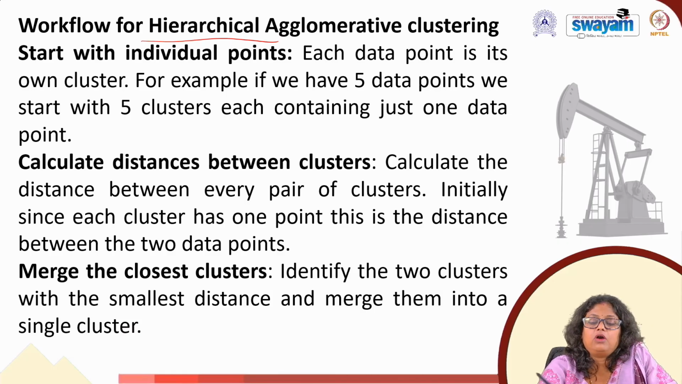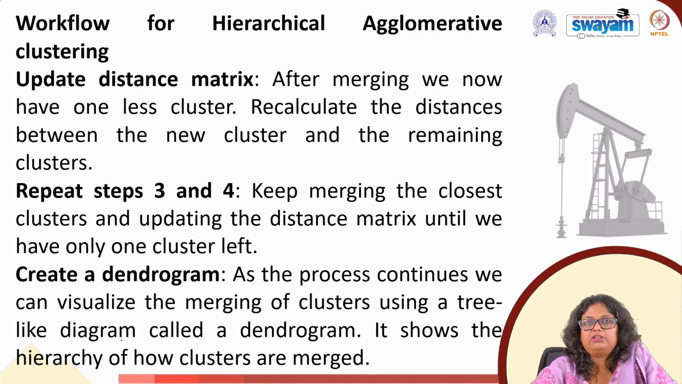Okay, so how are we starting: individual points. If you have 5 points, each point will be one single cluster. Then we calculate the distance between every pair of clusters, which I have shown you with the distance matrix. Then we merge the closest clusters: identify the two clusters with the smallest distance, and then merge them into a single cluster. So we are merging that way.